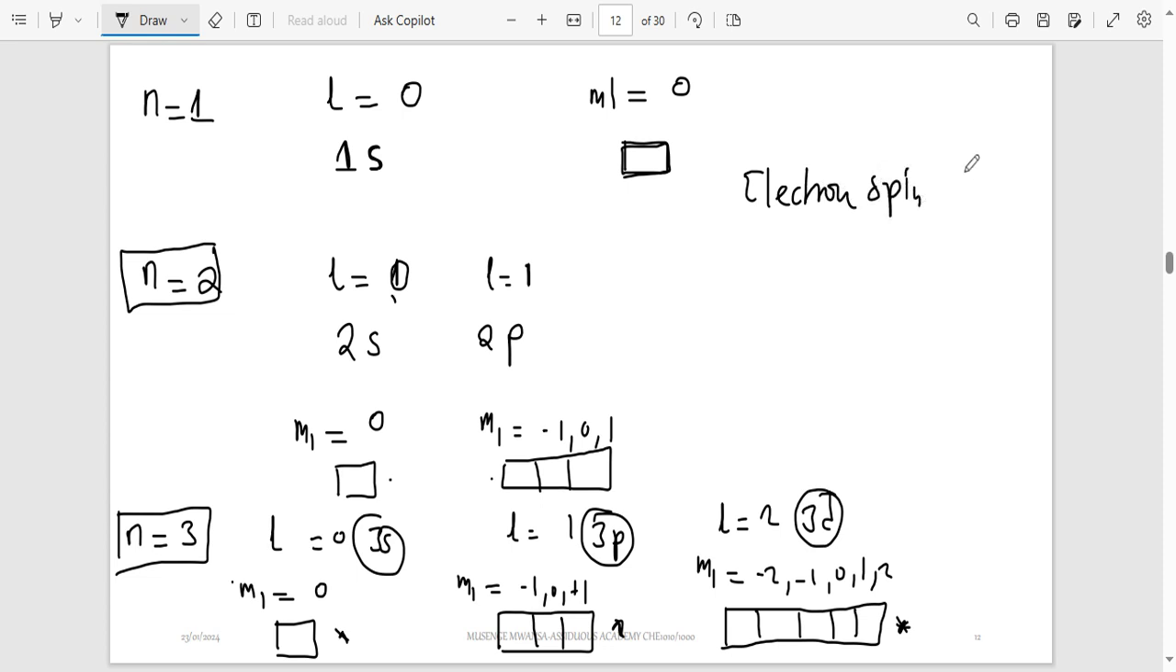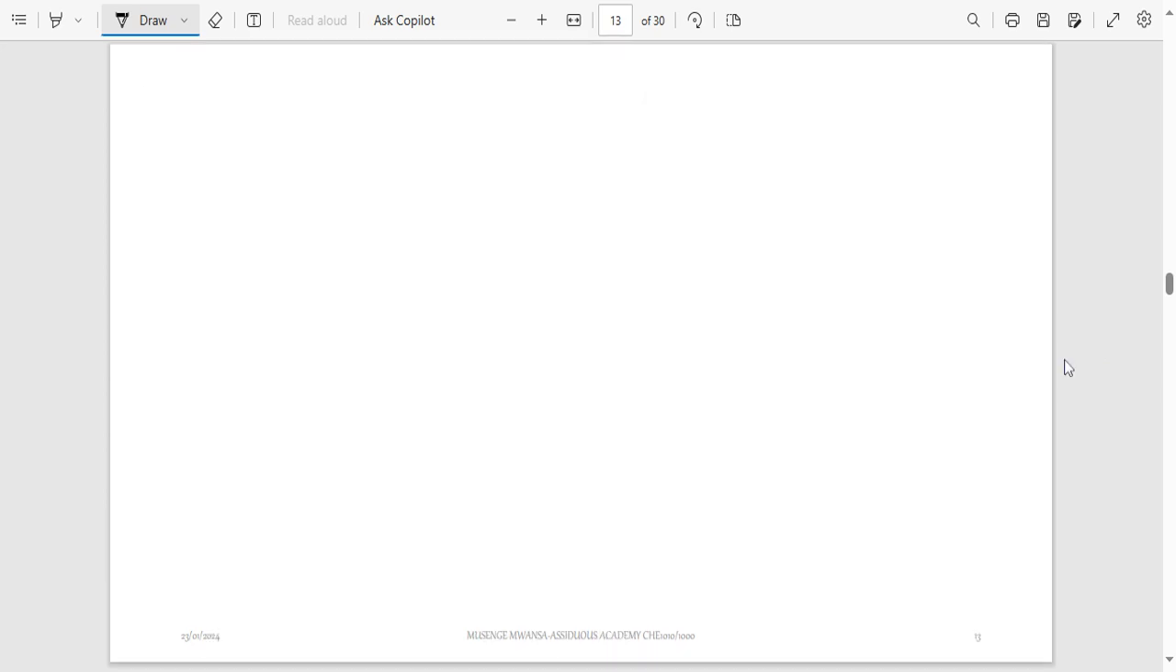Electron spin quantum number represented by m with s. If an electron is in an orbital, we use an arrow, one arrow with one head like that, or even two heads, it doesn't matter. When an electron points up, it means its spin is positive 1/2. If an electron points down, its spin is negative 1/2. Now having understood this, let me show you how you apply this.